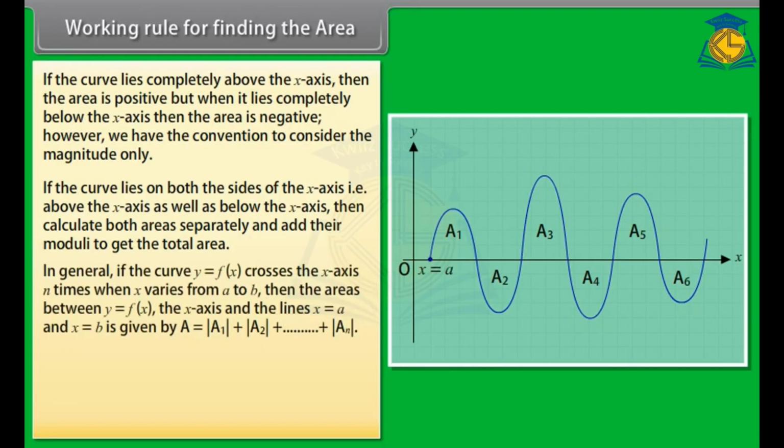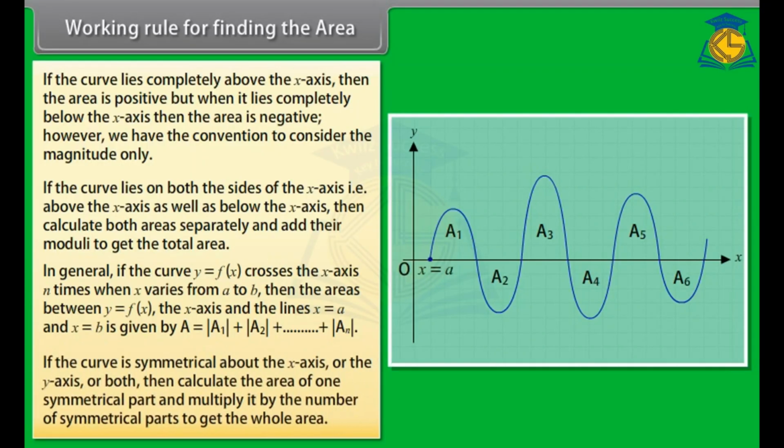In general, if the curve y is equal to f of x crosses the x-axis n times, when x varies from a to b, then the area between y is equal to f of x, the x-axis, and the lines x is equal to a and x is equal to b is given by A equals modulus of A1 plus modulus of A2 up to modulus of An. If the curve is symmetrical about the x-axis or the y-axis or both, then calculate the area of one symmetrical part and multiply it by the number of symmetrical parts to get the whole area.